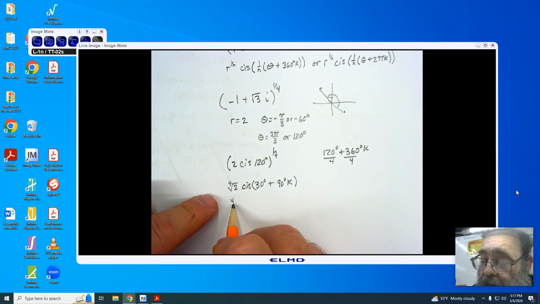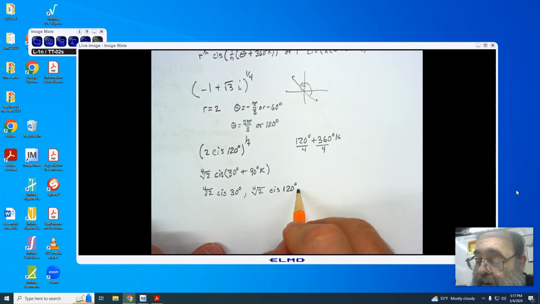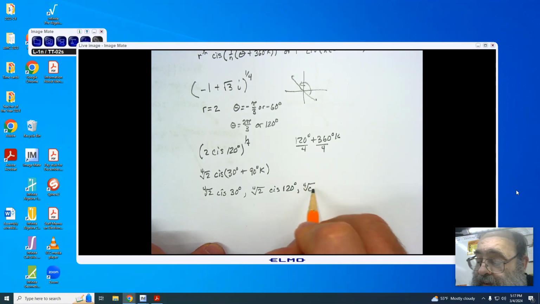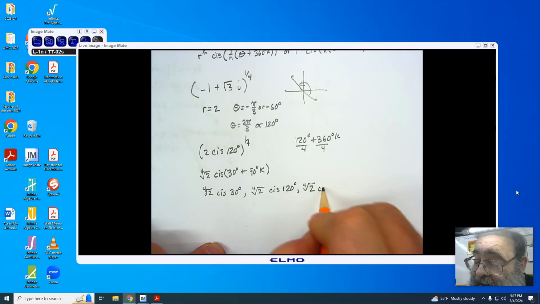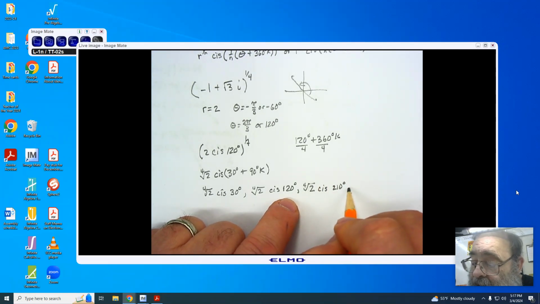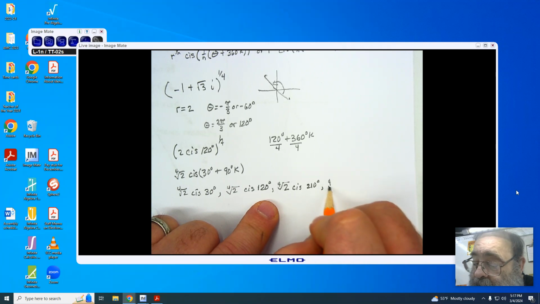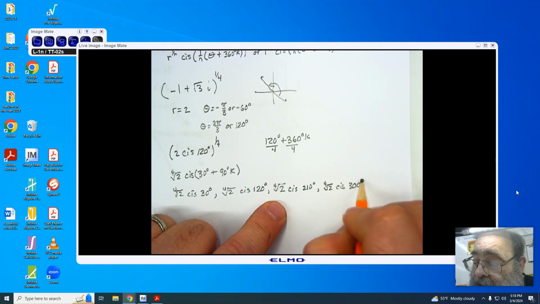I now have the fourth root of 2 cis 30 degrees. There's my first answer. The fourth root of 2 cis 120 degrees. There's my second answer. The fourth root of 2, excuse me, I was going to put cis inside the radical, and that would not be correct. 2 cis, and now I'm adding another 90, so that gives me 210 degrees. And the final one would be the fourth root of 2 cis, and adding 90 gives me 300 degrees.